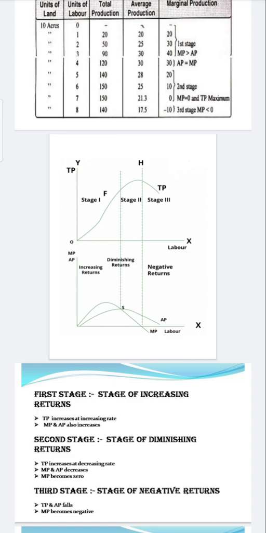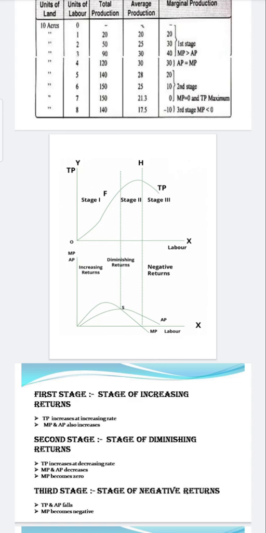But after employment of more units of labor, we notice that TP is increasing, but now it is increasing at a diminishing rate. At this point, which is known as F, the point of inflection, the TP curve changes its direction and MP has reached the maximum point. After a point, we notice the MP curve starts falling, whereas AP is still rising.